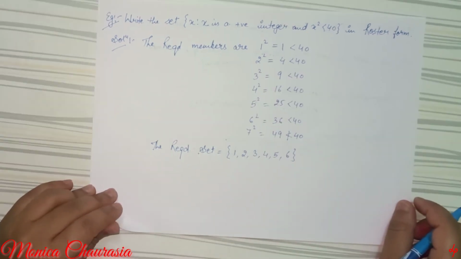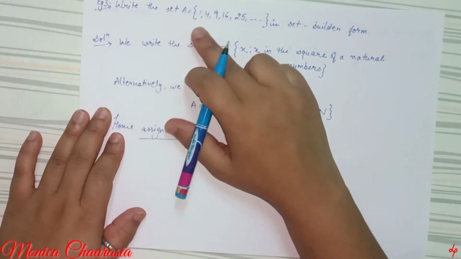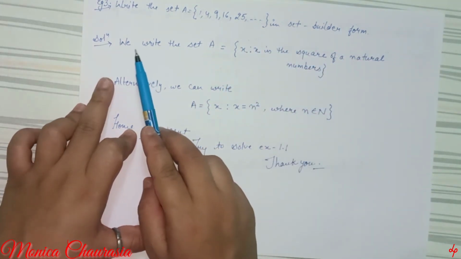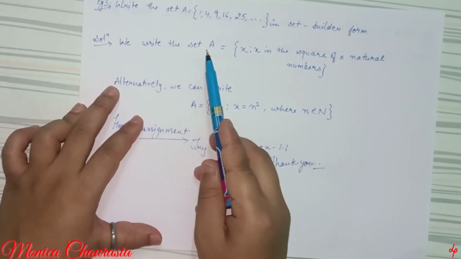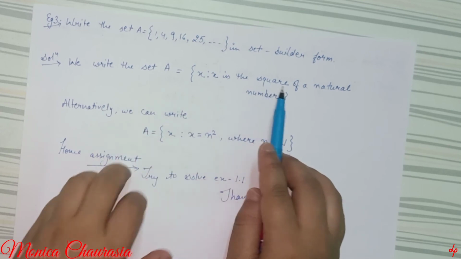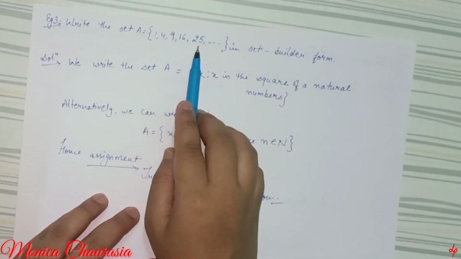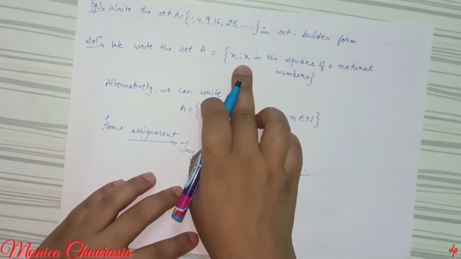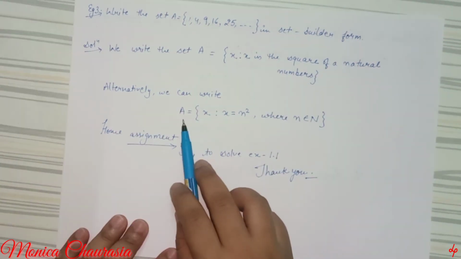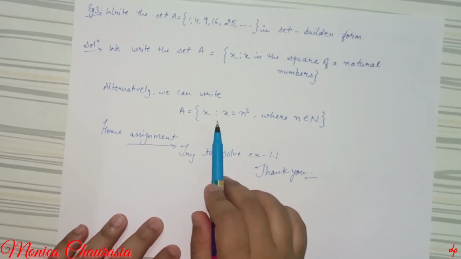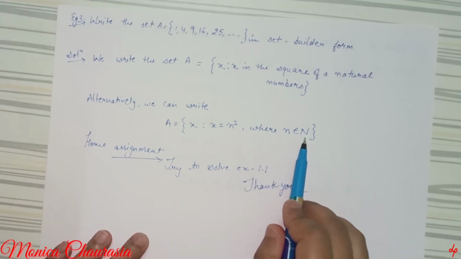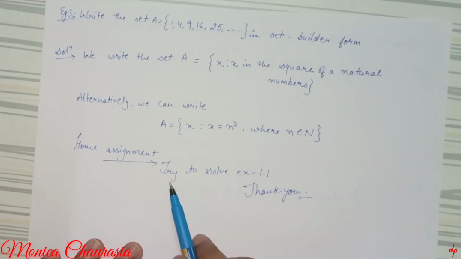Let's see an example of set builder form. Write the set A equal to {1, 4, 9, 16, 25 and so on} in set builder form. Now, what's the solution? We write the set A equal to {x such that x is the square of natural numbers}, because these are squares of natural numbers. Here we write the property of the elements. Alternatively, we can write it as set A equal to {x such that x is equal to n square, where n belongs to natural numbers}, which is represented by capital N. Home assignment is to try to solve exercise 1.1.